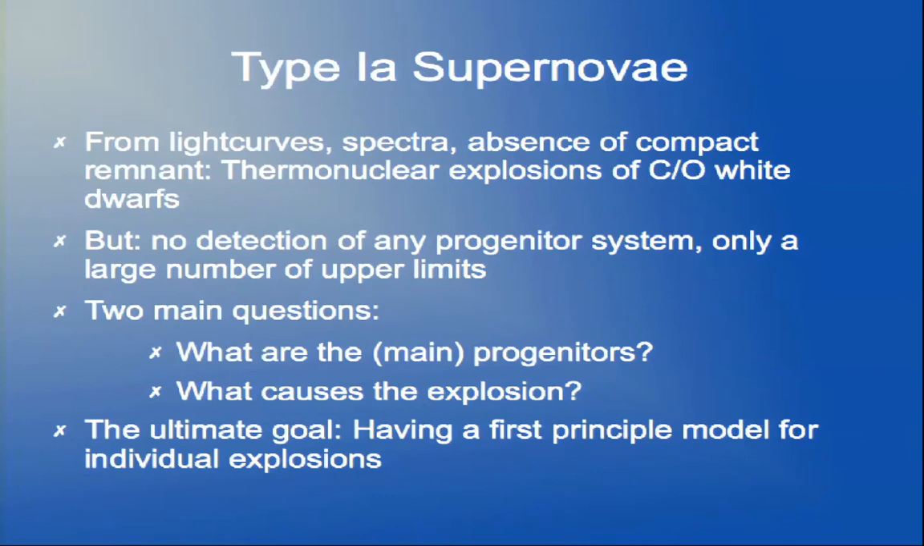So we have no detection of the progenitor system before the explosion, or any indirect detection of anything in the explosion where we are sure that it's from the progenitor system. So the two main questions are, what are the main progenitors? Maybe there's more than one type. This question mainly asks for the mass of the carbon-oxygen white dwarf. We are quite sure that there are carbon-oxygen white dwarfs, but the main question is whether the thing that explodes is a Chandrasekhar mass white dwarf, or has it less mass than a Chandrasekhar mass?